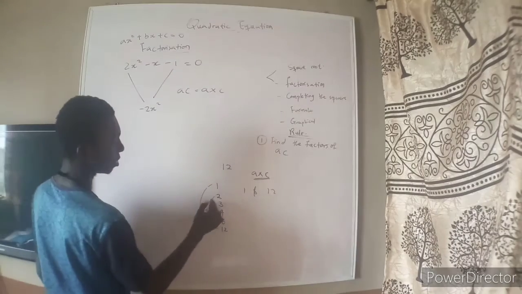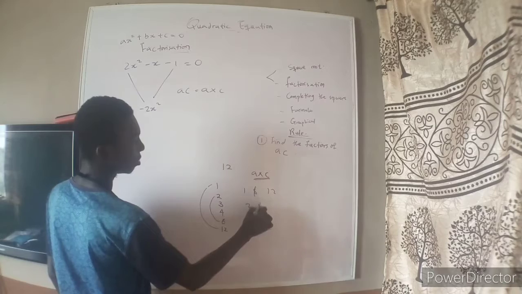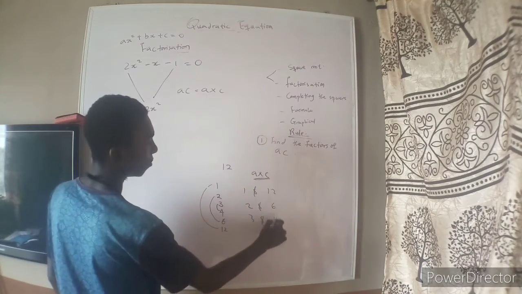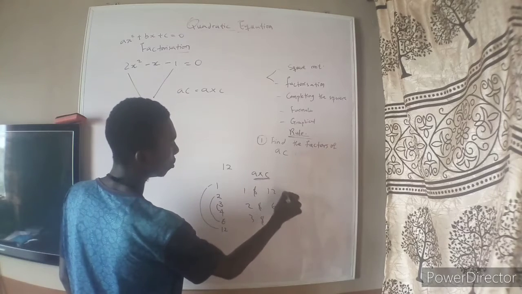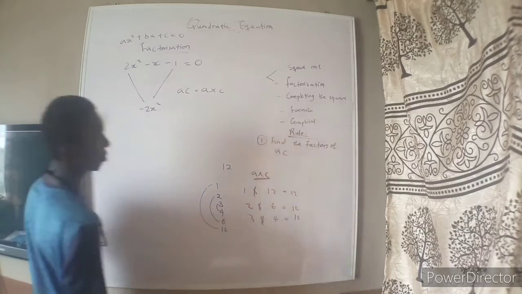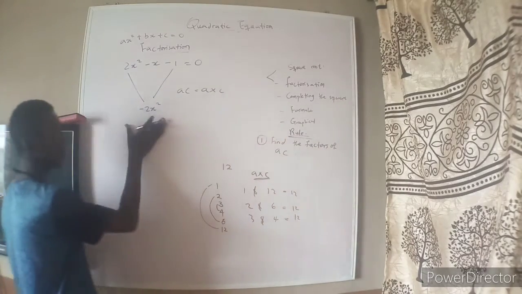So I can also multiply 6 and 2, 2 and 6, right? I can also multiply 3 and 4. All of these are equal to what? 12. And they are also the factors of 12. So that is what I've done here.